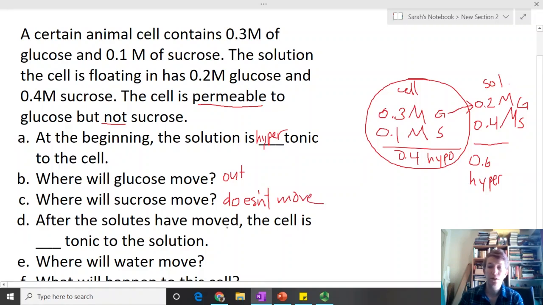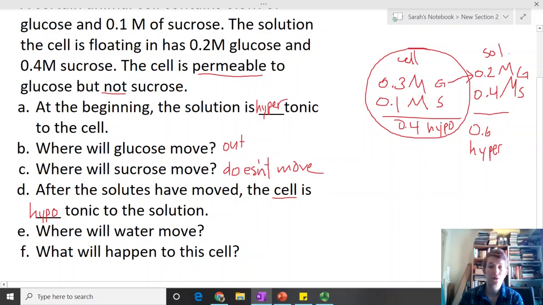After the solutes have moved, once the glucose has moved, it's going to be equal on both sides. So we're not going to pay attention to the glucose anymore. The only difference between the two sides now is the sucrose. The sucrose is lower on the inside, 0.1, and higher on the outside, 0.4. The cell is the inside, so it's lower, which will be hypotonic. And water always goes towards the hypertonic area. So if the inside is still hypo and the outside is still hyper, water is going to go out to the hyper area. This cell was an animal cell, so if water goes out, it will shrink or shrivel. It won't work as well when it's all shriveled. Hopefully you can read that. Anyway, that's how to do those kinds of problems.